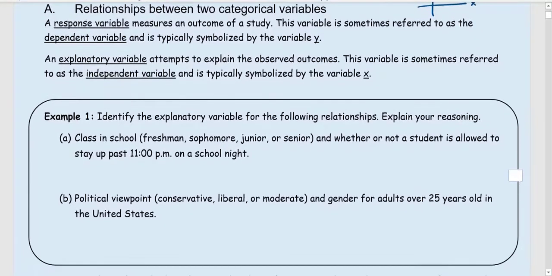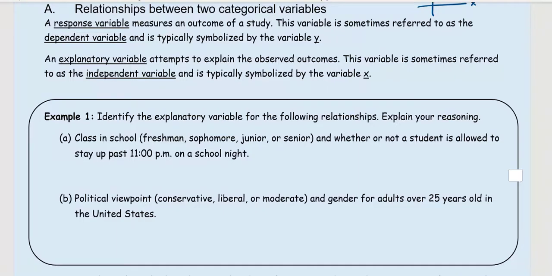Let's move into an example. So example number 1, we're going to identify the explanatory variable for the following relationships, and we're going to explain our reasoning. Please notice that this is really asking you two questions, for the answer and an explanation. I've noticed that a lot of you will answer the question but not explain it. So please just make sure you're explaining your reasoning. Example A: class in school, which would be freshmen, sophomore, juniors, and seniors, and whether or not a student is allowed to stay up past 11 p.m. at night on a school night.